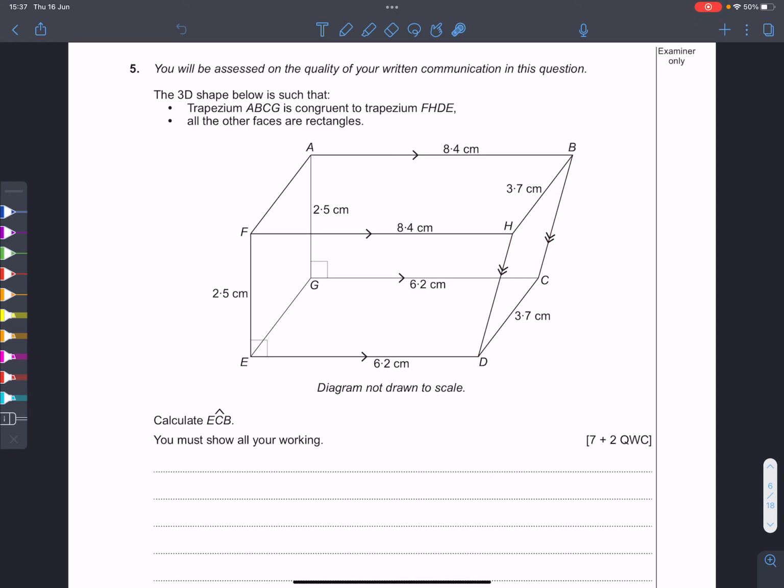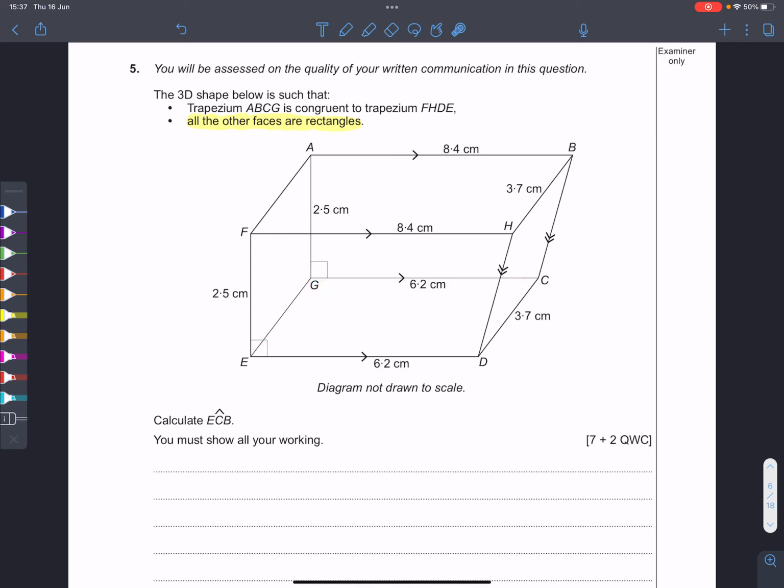All the other faces are rectangles, so that's an important point. So if all the other faces are rectangles, what we have are a lot of right angles in there. Okay, so there's a right angle there. This is a right angle right there. All of these are right angles because that's a rectangle on the bottom. This is a rectangle. So we've got right angles everywhere for us to try and have a look at.